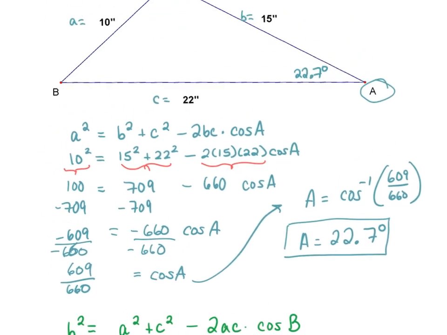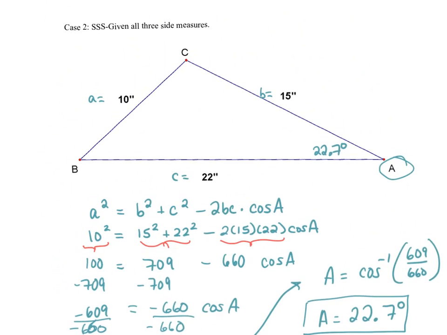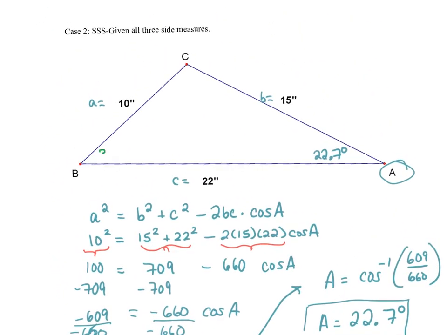So now I can come up here. I know angle B is 35.3. And of course now for angle C, you could do the law of cosines again, but that seems like a lot of work because you could just do 180 minus 22.7 minus 35.3. And we get angle C to turn out to be 122 degrees.